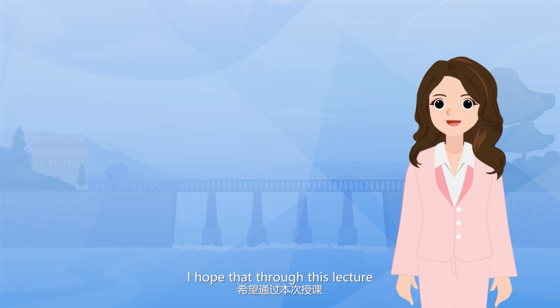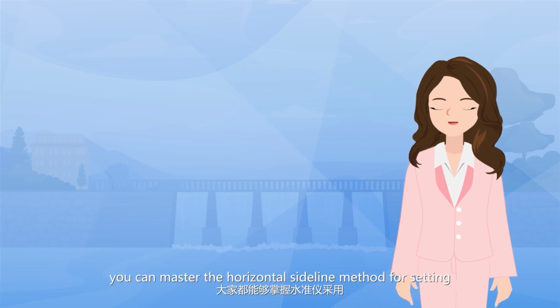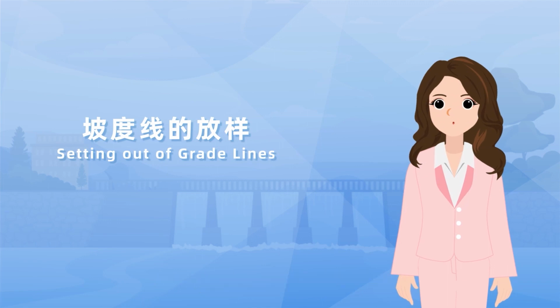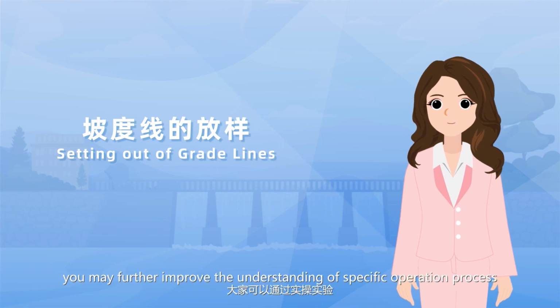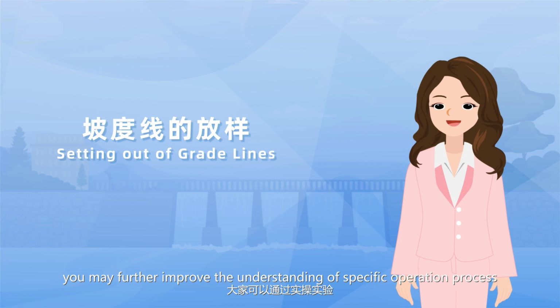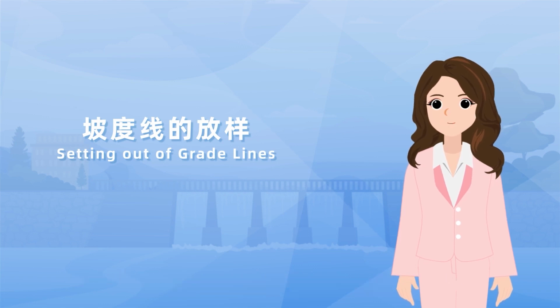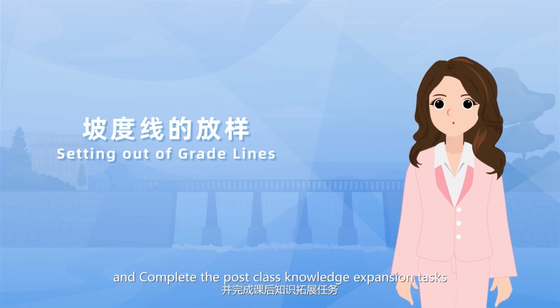I hope that through this lecture, you can master the horizontal sightline method for setting out a known grade line using a level gauge. After class, you may further improve the understanding of specific operation process of setting out a known grade line through practical experiments, and complete the post-class knowledge expansion tasks.